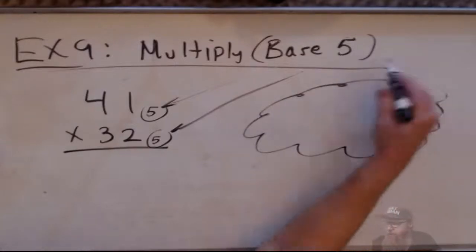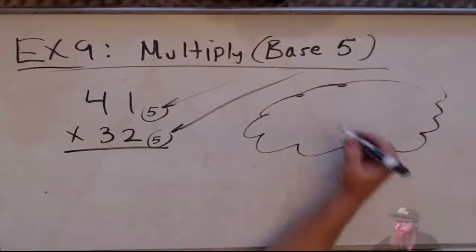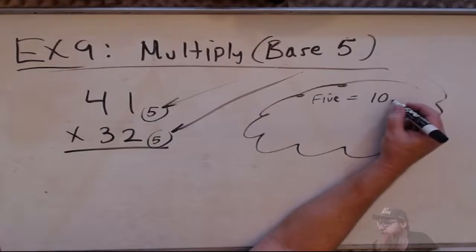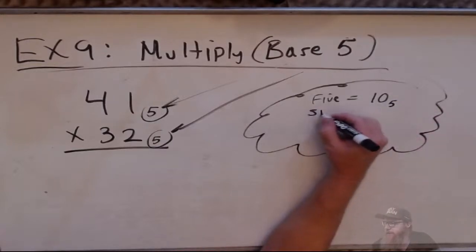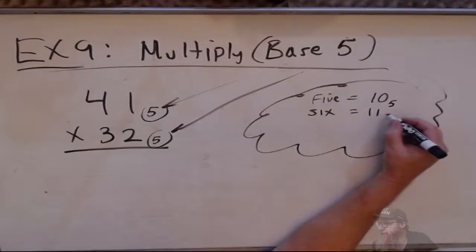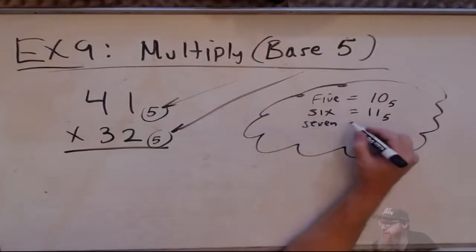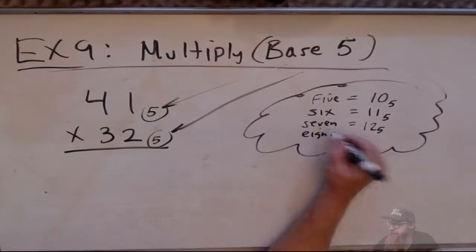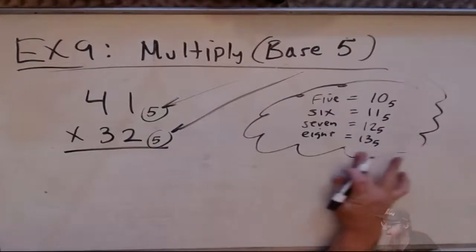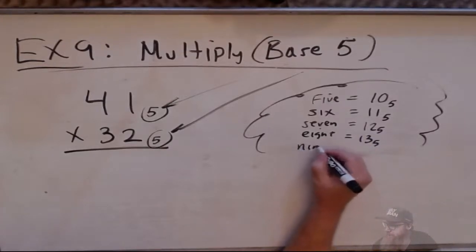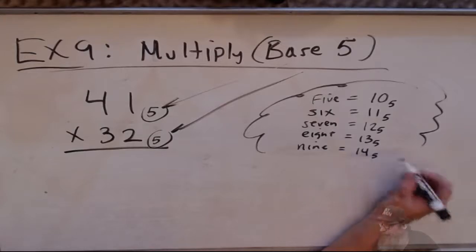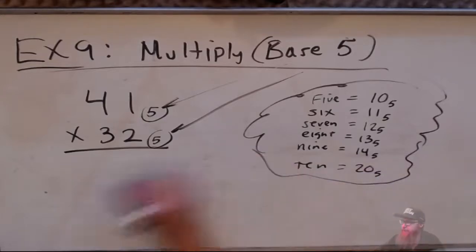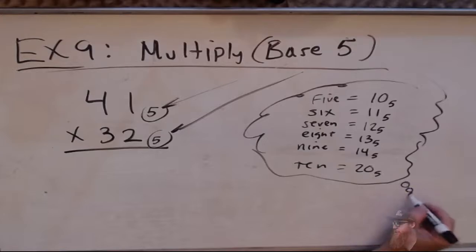So keep in mind when you're multiplying, something that looks like 10 is actually a 5. If it looks like an 11, it's actually a 6. If it looks like a 12, it's actually a 7. If it looks like a 13, it's actually an 8. If it looks like a 14, it's actually a 9. And 10 looks like 20. All right, so just keep that in mind when you're doing your multiplication.